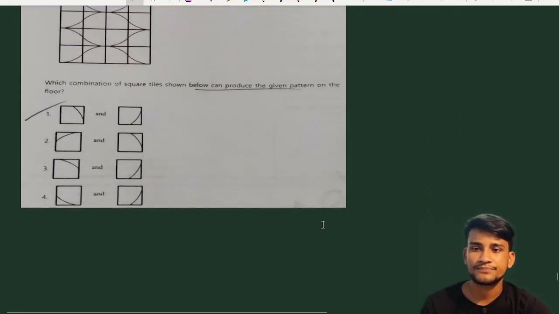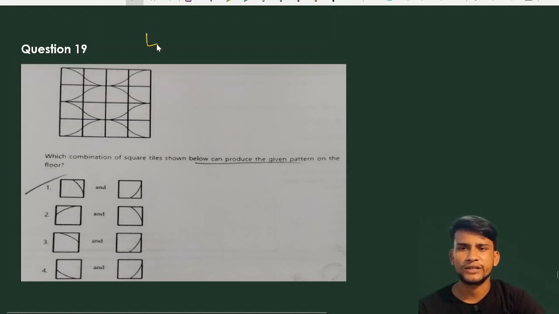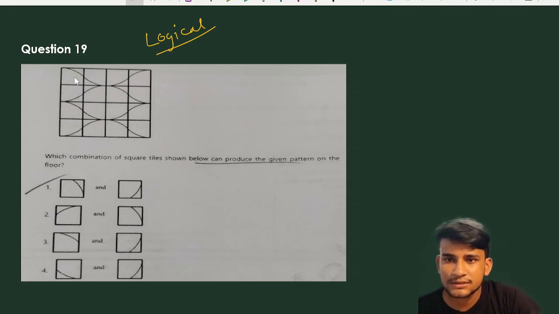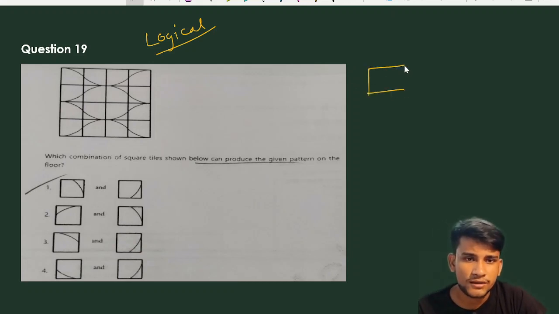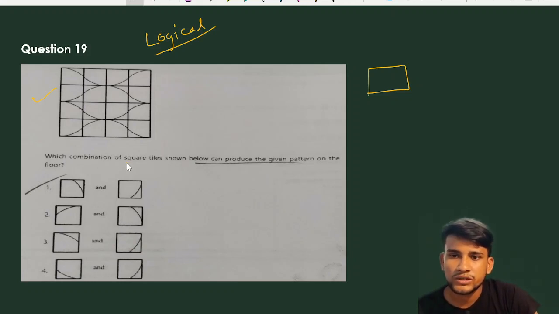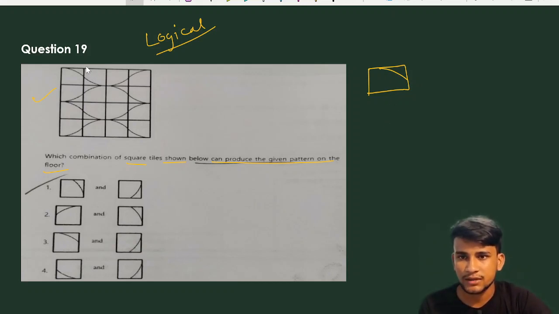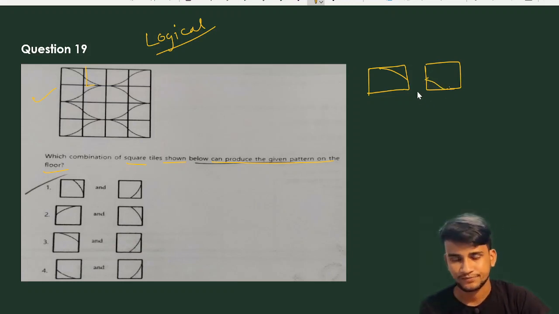Now go to the next one, and this is where you can do the logical questions easily. See the first one. The question says which combination of square tiles can produce these given patterns of the floor. So see the first pattern, this is the pattern. And the second one is this. Now we have to find these two from the given options.